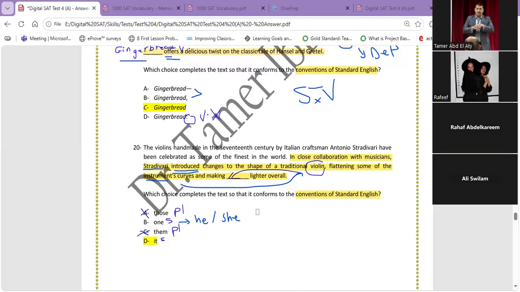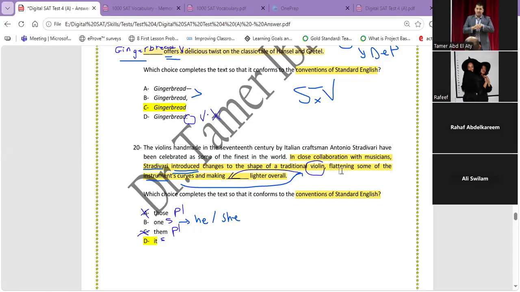Number 20, as you can find, "those." Now they are pronouns. This is domain 4, scale number 1. Those is plural, one is singular, them is plural, it is singular. So let's find the underlined part or the sentence that has the missing part. In close collaboration with musicians, this is a prepositional phrase. Stradivari introduced, subject verb, independent. It changed the shape of the traditional violin.